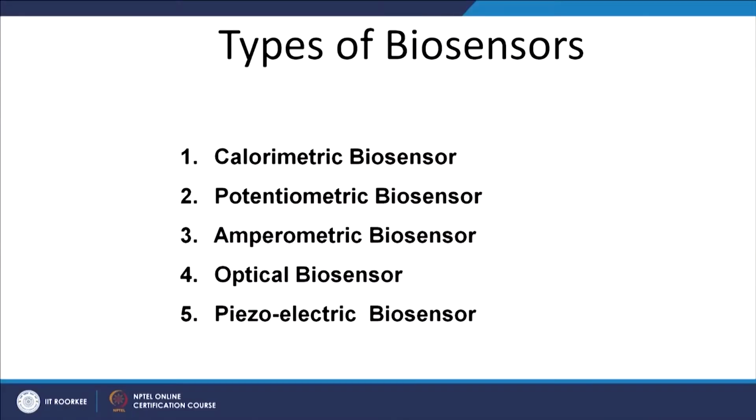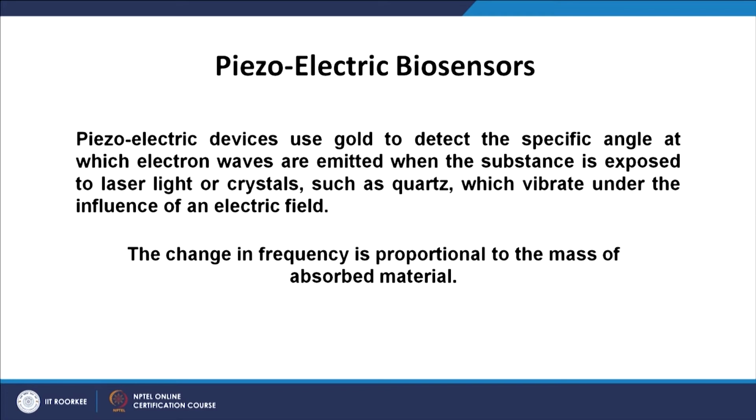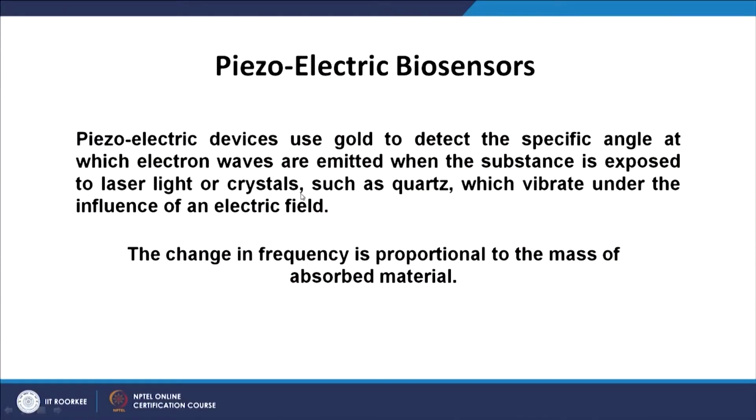The kinds of biosensors would be calorimetric, potentiometric, amperometric, optical, and piezoelectrical. These are the ones we are going to briefly cover today, and just by looking at their names you can get an idea of what they are measuring. For example, piezoelectrical biosensors, let us start from the bottom of the list. Piezoelectrical materials convert mechanical action into electrical, and electrical action into mechanical. In the case of biosensors, piezoelectrical devices use gold to detect the angle at which electron waves are emitted when a substance is exposed to laser light, or crystals such as quartz which vibrate under the influence of an electrical field.